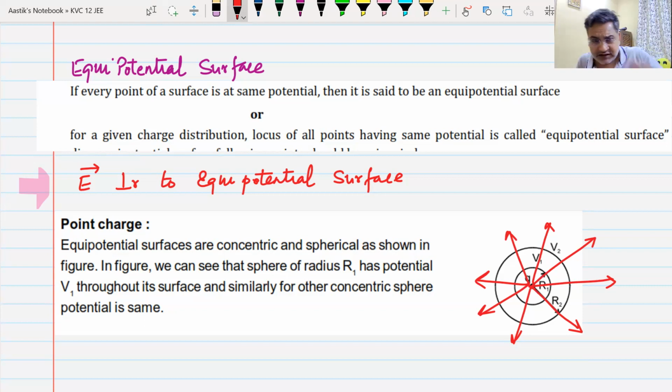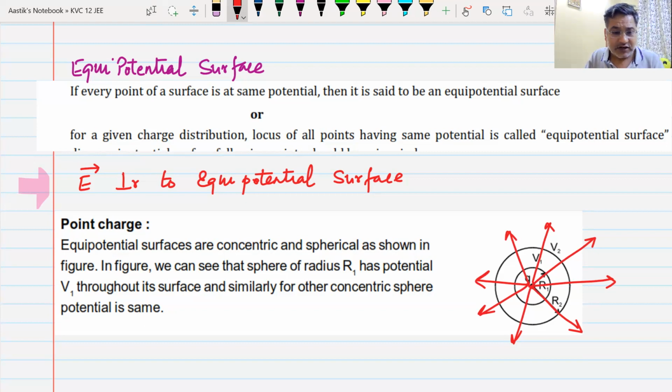Does this remind you of something that we have already done? Wavefront. For a point charge, the waves are going like this, and this is the shape of the wavefront. So whatever question is a question of equipotential surface, it can also be asked as a question of wavefront.